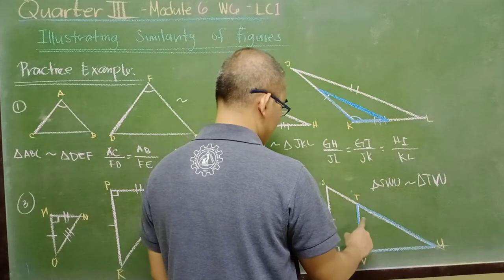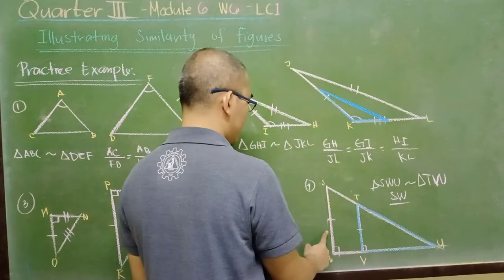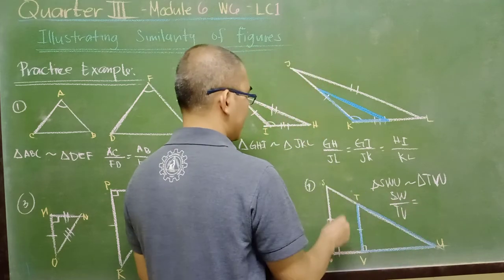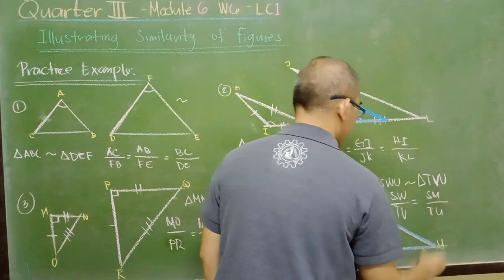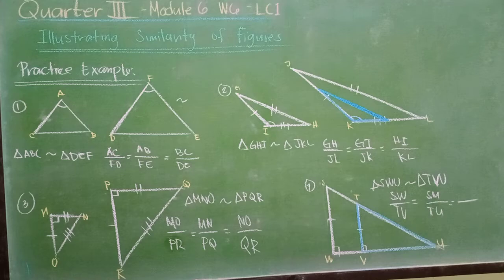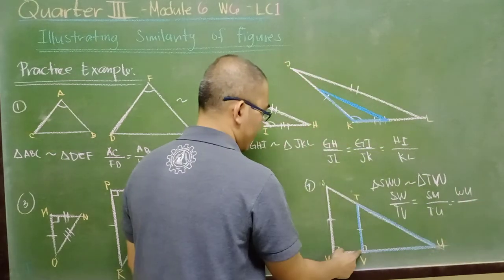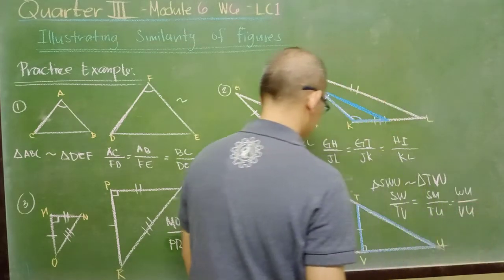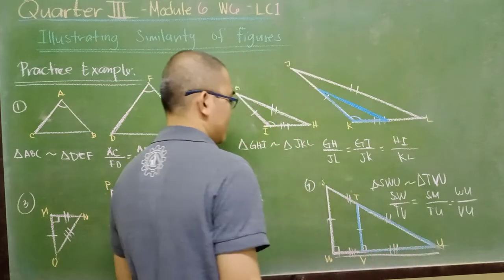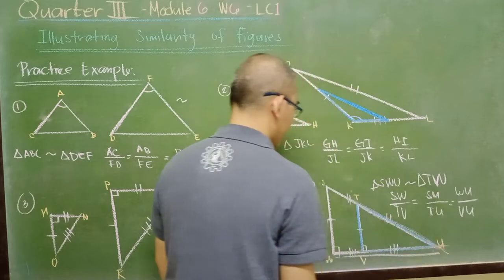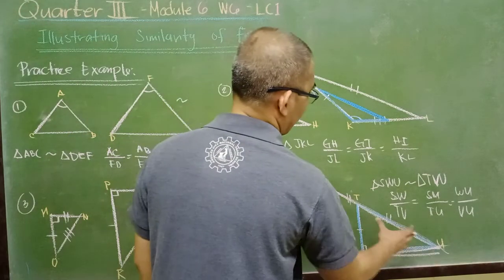So SW corresponds to TV. And then SU corresponds to TU. And then W to U corresponds to V to U. So this part corresponds to this part, and the whole line corresponds to this side. So SU corresponds to TU, and WU corresponds to VU. If you don't want to get confused, you can also pull out the small figure and draw another one.